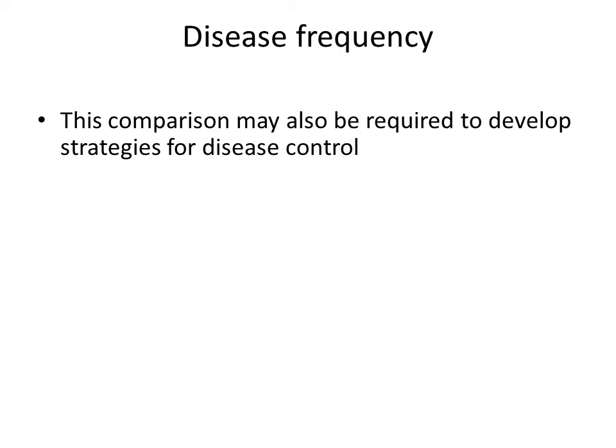Now, once we know some of the determinants of the disease, even if we do not know the cause, we can decrease the frequency by removing or modifying these determinants. For example, in the previously discussed case of poliomyelitis, if the levels of hygiene are improved, safe water is provided, and immunization coverage is improved, the levels of disease will come down.